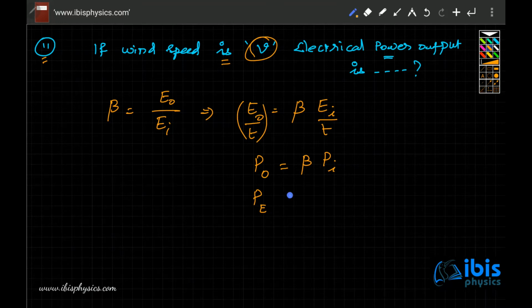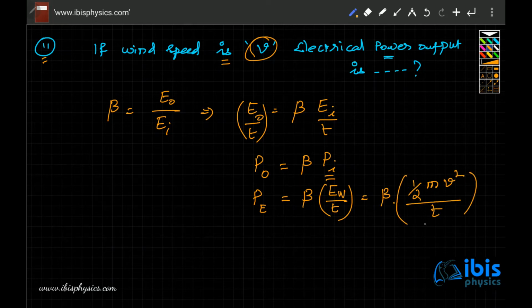So the electrical power is equal to the fraction of energy that is converted times the input power. Input power is actually the power due to the wind energy, so the input power is the wind energy per unit time. Then beta times the wind energy, which is the kinetic energy of the wind, half m v square by time taken. But this is usually not a very common way of expressing that, because how do we calculate the mass of the wind? But the point is, you know the density of air. So let us try to write that in terms of that.